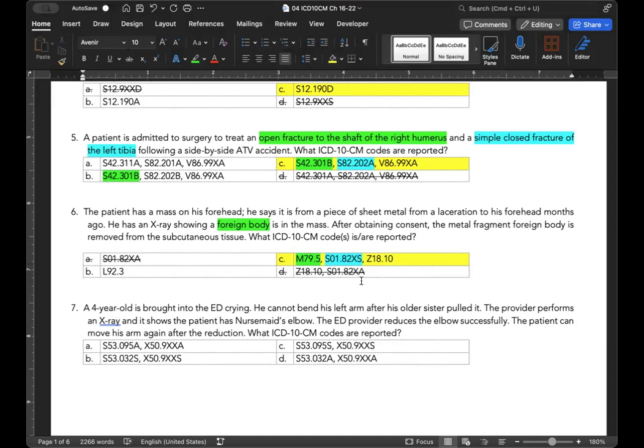Any questions on that one? I know this one can be a little confusing. Any questions that you guys can think of for this one?